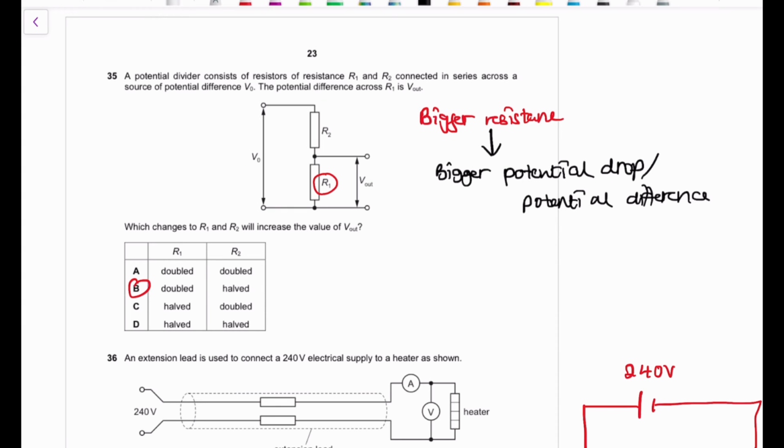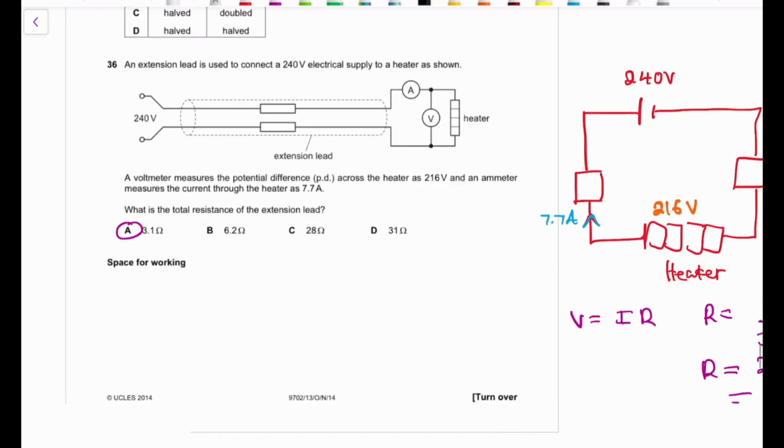So if we double R1 and if we halve R2, we have the biggest potential drop across R1 because we have the biggest resistance. You have a big resistance, so you're going to need a bigger potential difference in order for you to experience a potential drop across that specific point. So very important for you to be thinking of that.